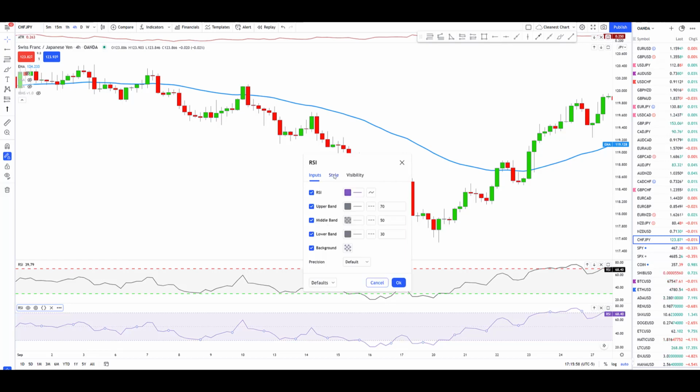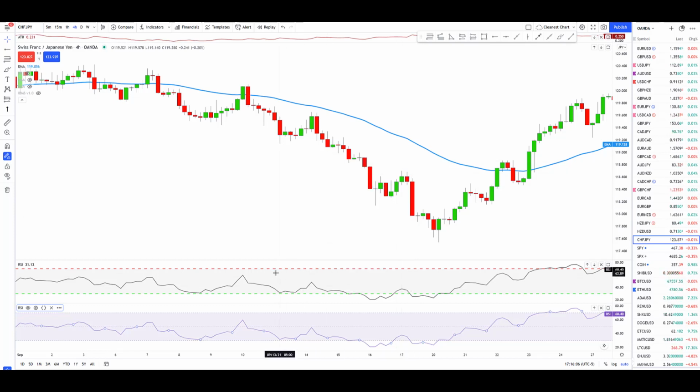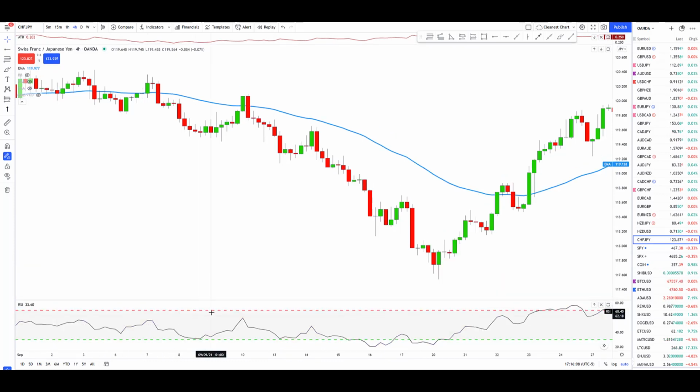If you want to change the style and make it look different, I'm not going to go over everything in this, but just go ahead and go to style and change these to whatever you would like them to be. For me, I like to keep red on top for overbought, green on bottom for oversold, and I like to make my actual signal line for the RSI black.